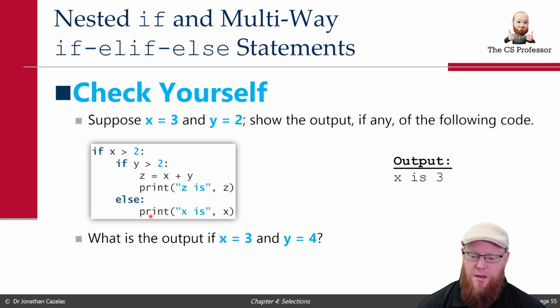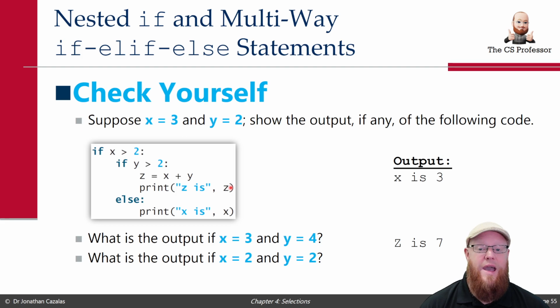Hopefully that's okay. But what about if x is 3 and y is 4? So we plug in x is 3, this is true. Therefore we enter this if statement, and we check y. Y is 4. Is 4 greater than 2? It is. So we now will evaluate what is inside this if statement, and we will not come to this else, because this if statement is true. And z is going to be x plus y, 3 plus 4 is 7, and this will print z is 7.